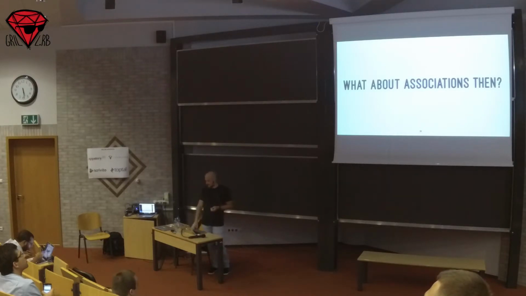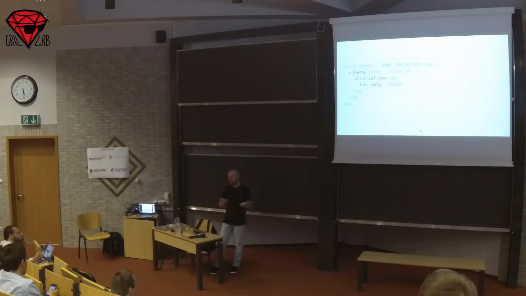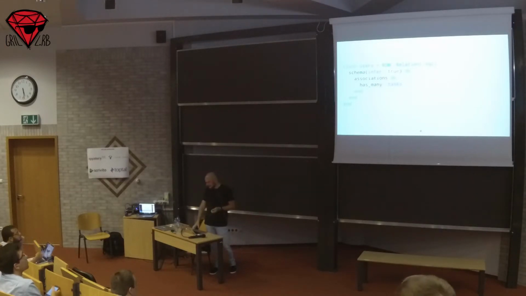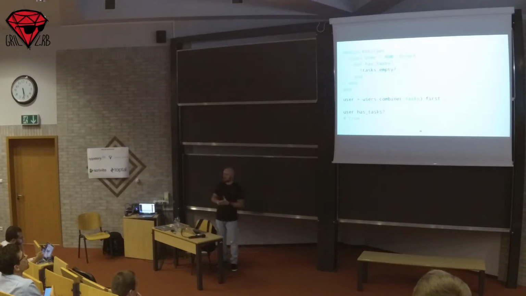So in ROM, you can define associations in a similar way as with Active Record. So you just say associations has many tasks, and that's it. You can then load users with tasks, and you will get a user entity with tasks. That's it. Now, important part here is that if you define methods in your structs that rely on some attributes, you can obviously do that, and it's going to work. But there's one caveat.